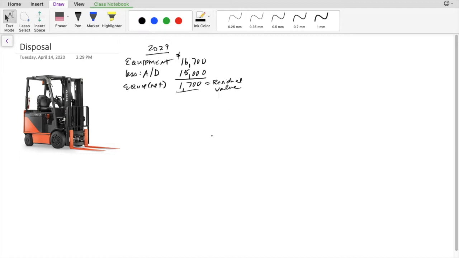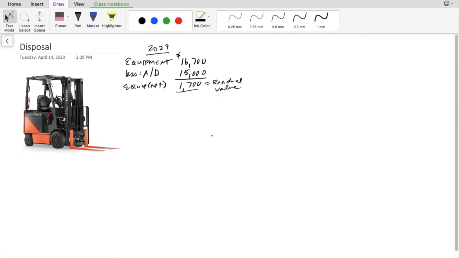Now, the residual value is what we think it is worth when we will be done with it. Now, we have to estimate this because we can't tell the future. In 2025, when we bought the equipment, we paid $16,700 and capitalized that amount of cost related to this asset. But in 2025, we don't know for certain what the asset will be worth in 2029. And so we estimate. And we estimated that it would be worth $1,700.